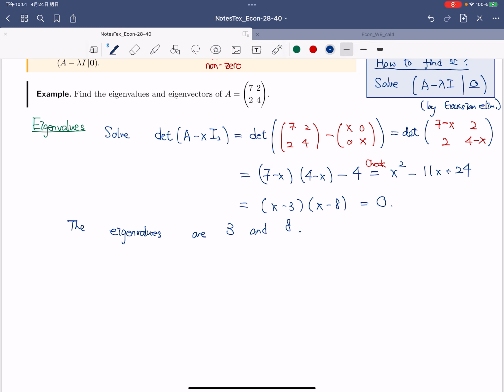Okay, so that's it. To find eigenvalues, you just need to solve the equation determinant of A minus xI equals 0. But what do you mean by A minus xI? That means that you subtract x along the diagonal. So if you want to do it quicker, basically subtract x only on the diagonal and then spell out the determinant. Then you will obtain an equation in x, and now you ask yourself, what are the values of x such that this will become 0? And it turns out in this case, the eigenvalues are 3 and 8. Okay? So, eigenvectors.